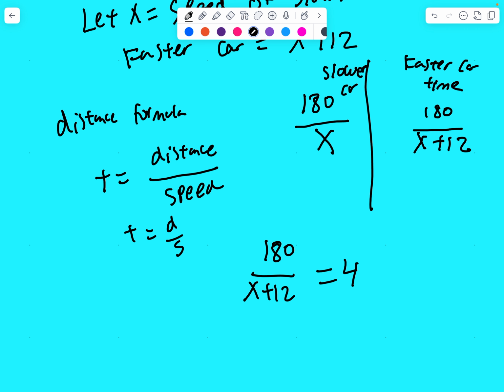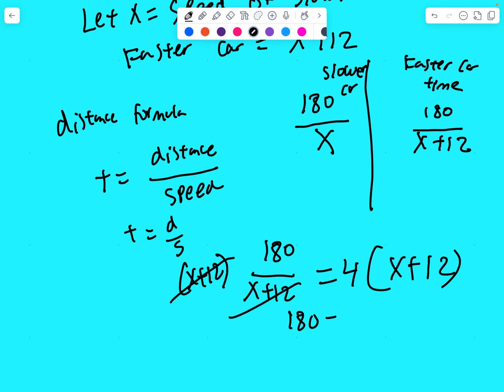So then we just start solving. What we're going to do is multiply both sides by x plus 12 to get rid of that denominator. I don't want that there. What I do on one side, I do to the other. Cancels out. 180 equals, what's 4 times x? 4x. What's 4 times positive 12? Positive 48. So you got 4x plus 48 equals 180. I'm going to minus both sides by 48.